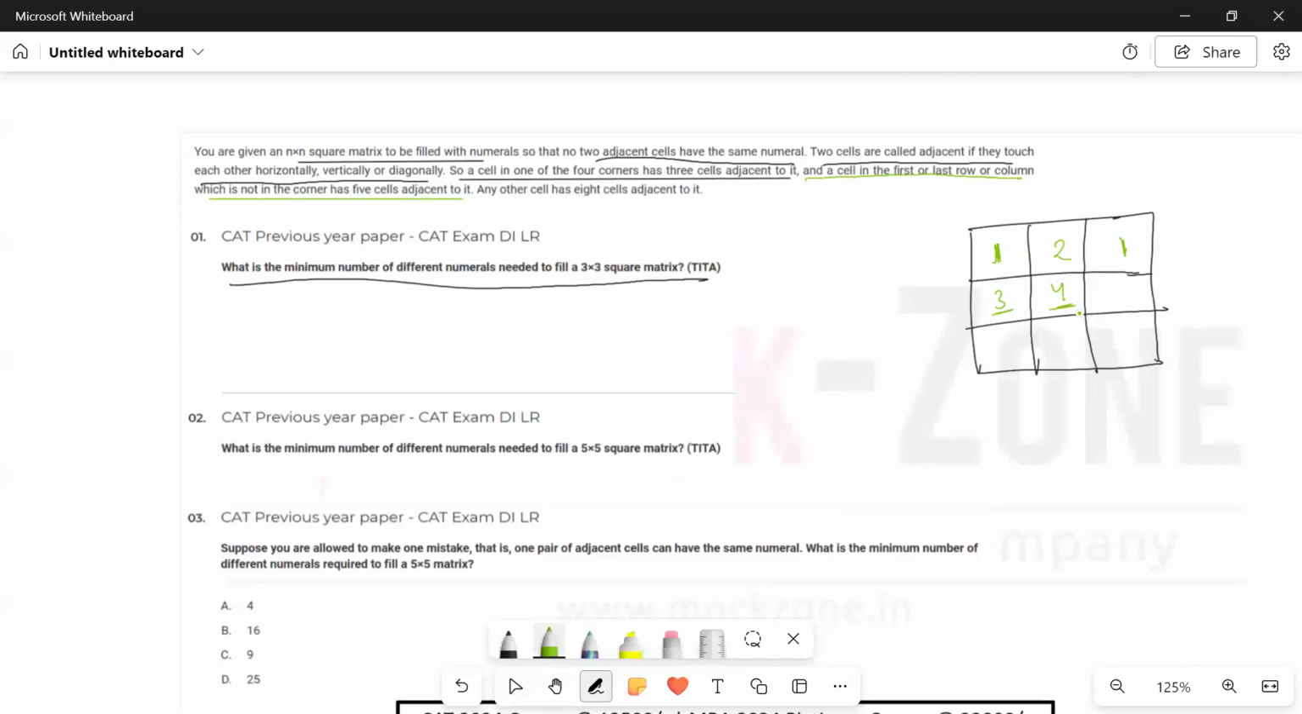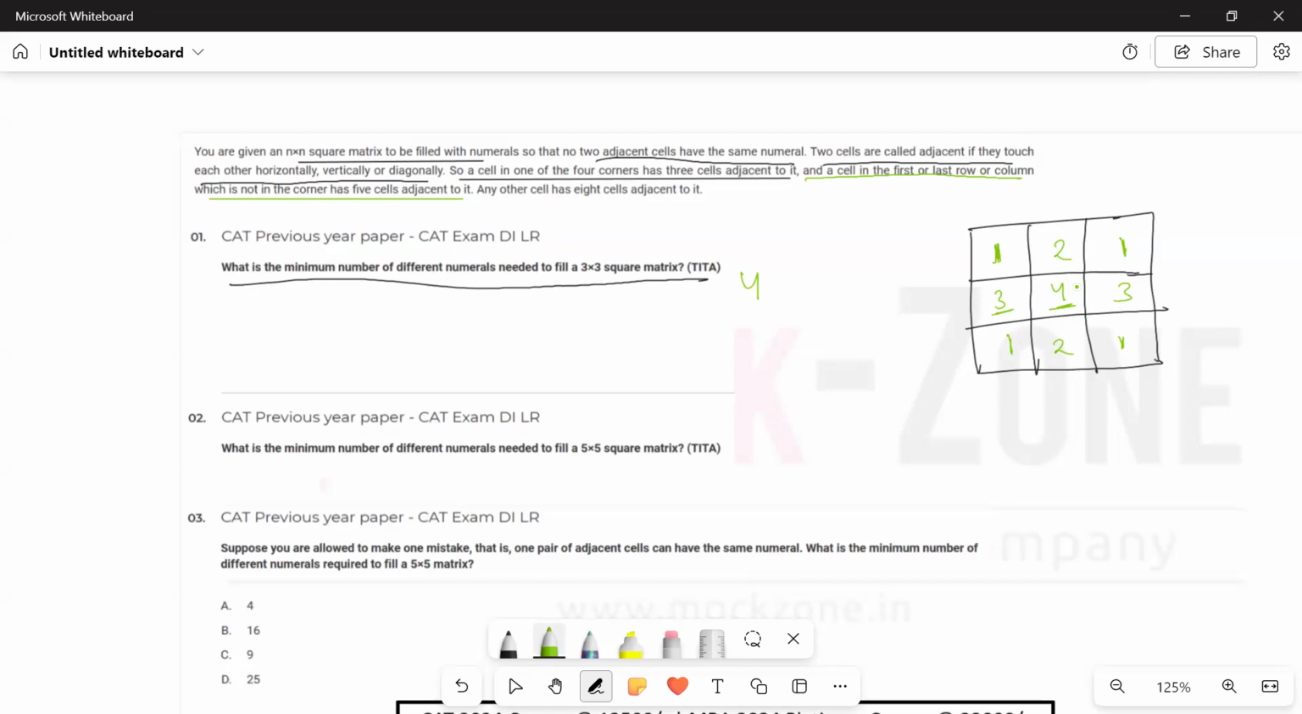It will be 4. Now this one can be neither 1, 2, nor 4. It has to be 3. Similarly, this one can be 1. This one can be neither 1, 3, nor 4. It can be 2. And this one can be neither 2, 4, nor 3. It can be 1. So the minimum number of numerals needed to fill this matrix was 4: 1, 2, 3, and 4. So the answer will be 4.